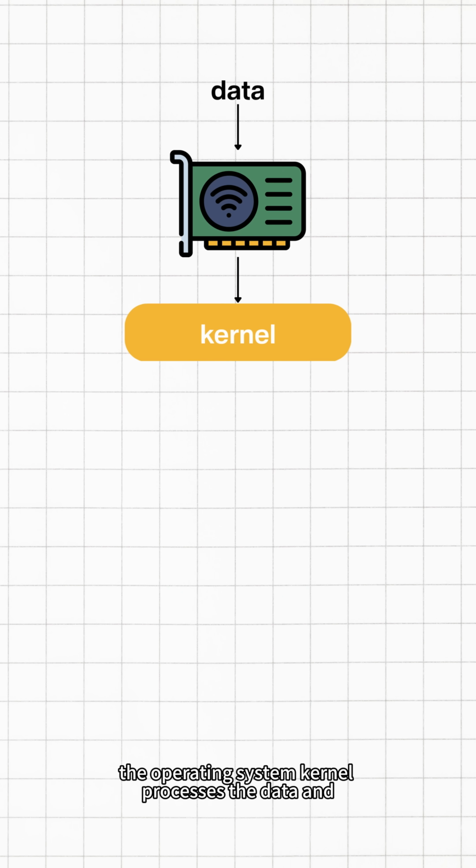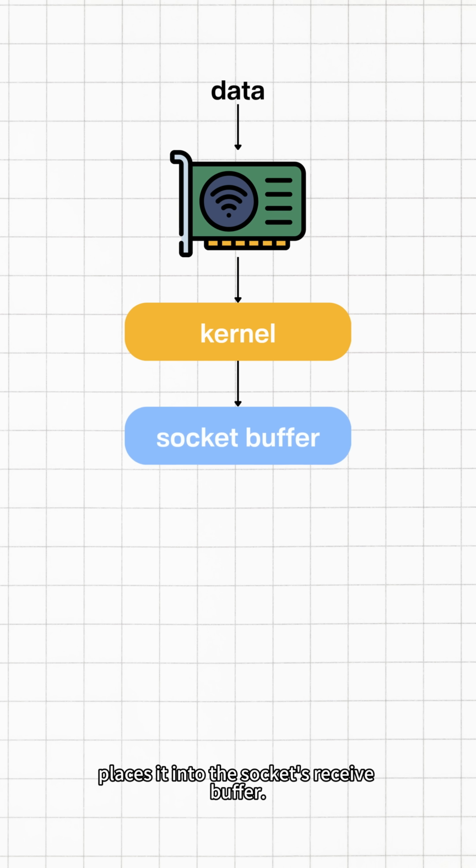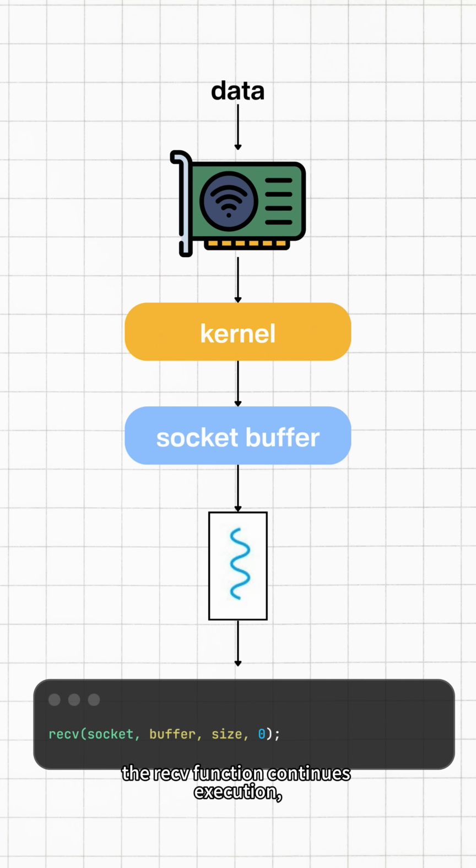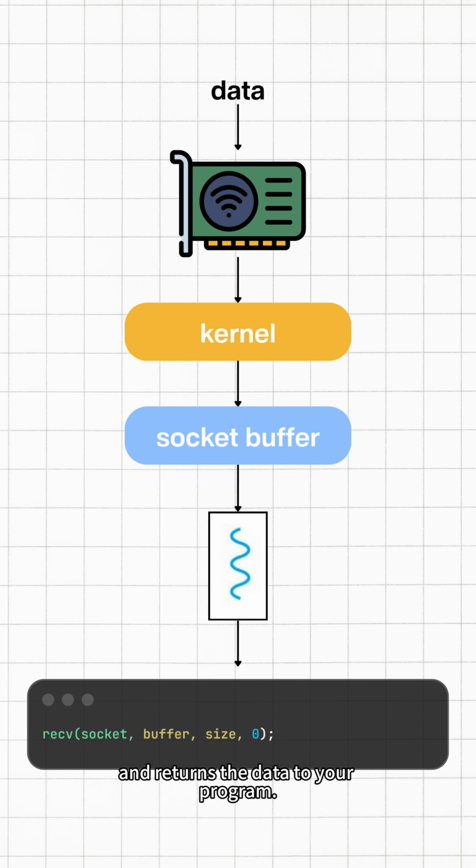The operating system kernel processes data and places it into the socket's receive buffer. At this point, the kernel wakes up the thread. The thread regains the CPU, the recv function continues execution, and returns the data to your program.